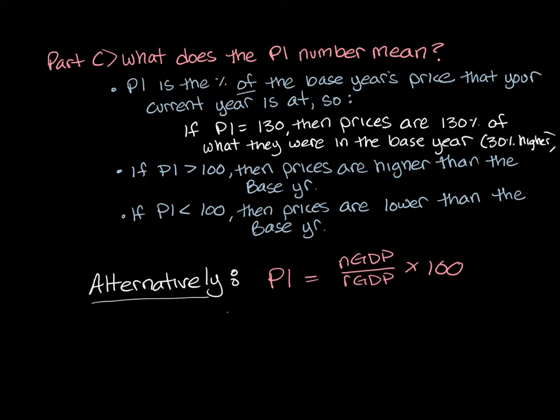Because of algebra, we have another method for finding price index here. Depending on what information the students are given specifically, they may need to use this formula. So in addition to the formula from the previous slide, if students are given nominal GDP numbers and real GDP numbers, they can use those numbers to solve for price index as well. Price index is equal to nominal GDP divided by real GDP times 100.